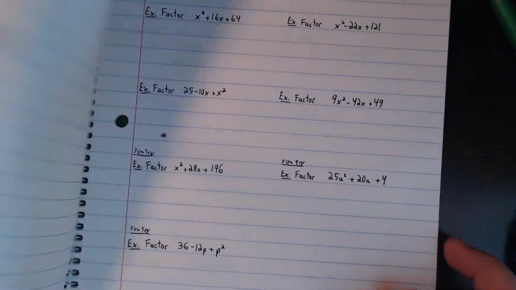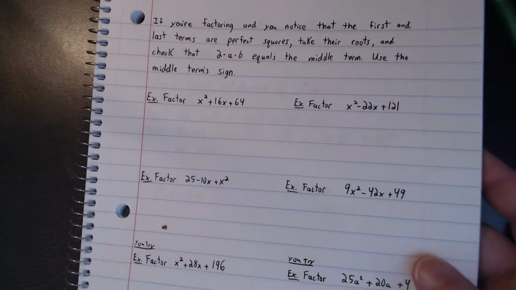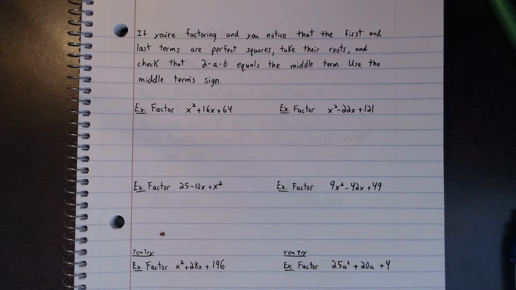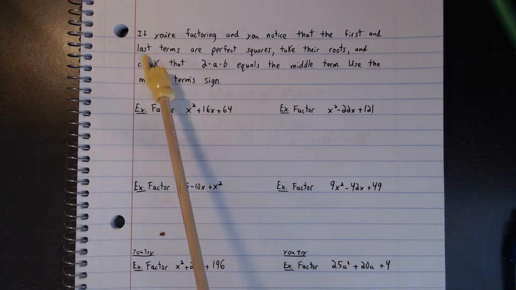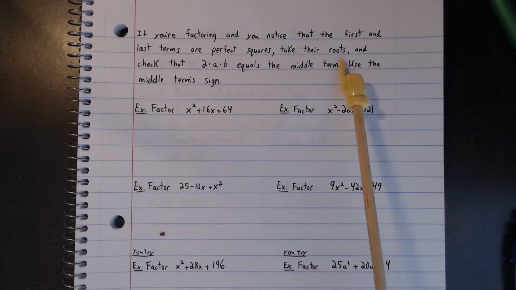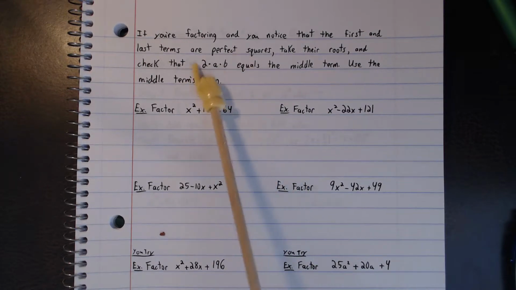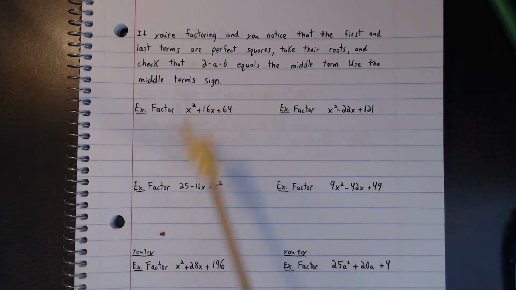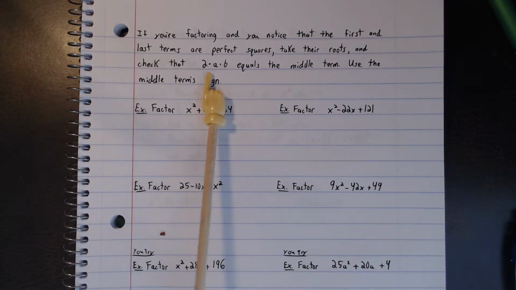Okay, so that's going in one direction. We can also go backwards, right? We can factor. It's telling us that if you're factoring and you notice that the first term and the last terms are perfect squares, so we have to notice this, we can take the roots and then we're just going to check that this 2 times ab is equal to the middle term, and we'll just keep that sign. So yes, this perfect square trinomial thing works for factoring as long as we notice that those first and last terms are perfect squares and that the middle term just happens to multiply to 2ab.